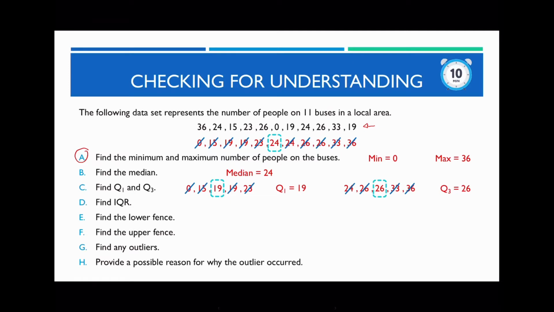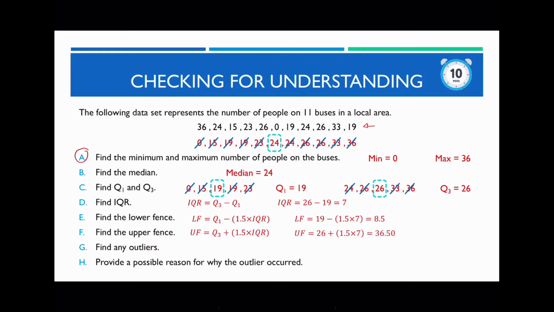Now that I've got these values, I can find what the IQR is going to be. So go 26, subtract 19. This will give you an answer of 7. And now that I've got my IQR, I can calculate the lower fence as well as the upper fence. If you did this correctly, you should get a lower fence value of 8.5. The upper fence is going to equal 36.5.